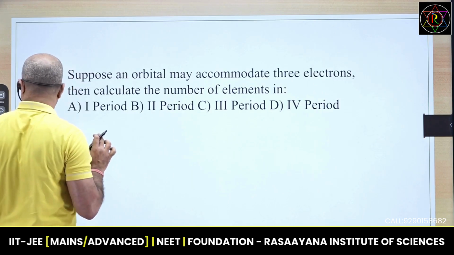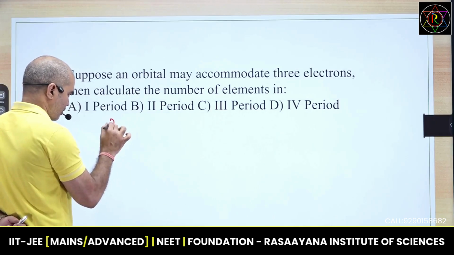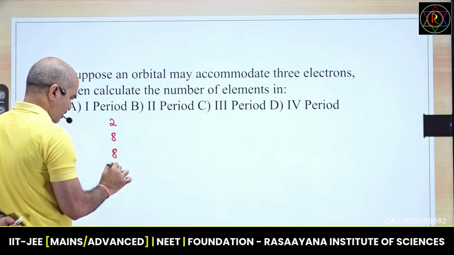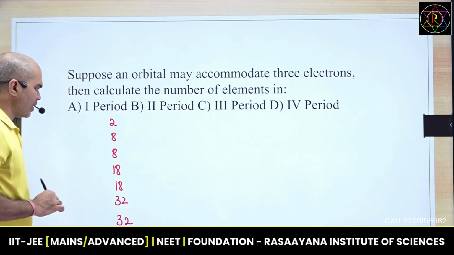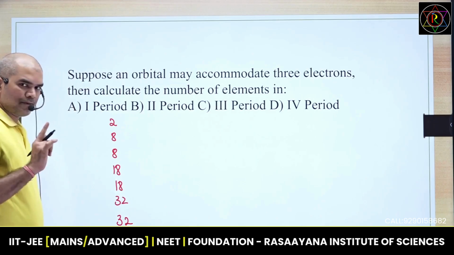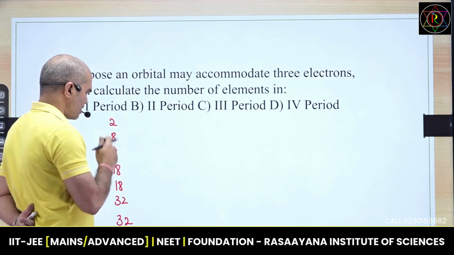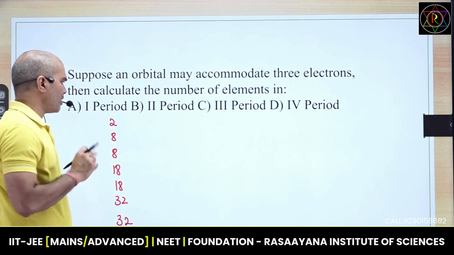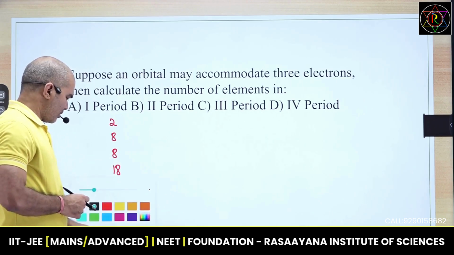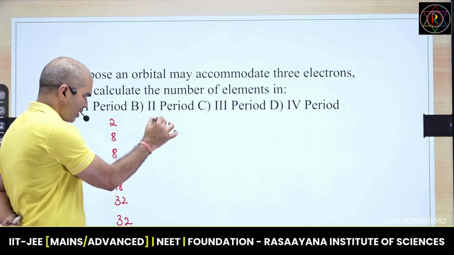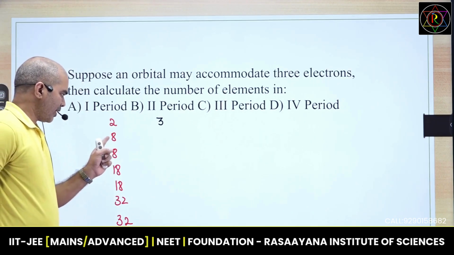So we know that we have 2, 8, 8, 18, 18, 32 and 32 elements in the 7 periods. This is under normal conditions when every orbital can accommodate only 2 electrons. But now in the first period I have an s orbital which is accommodating 2 electrons, therefore 2 elements are present in the first period, hydrogen and helium. Suppose it is occupying 3 electrons, then the first period will have 3 elements. Simple.